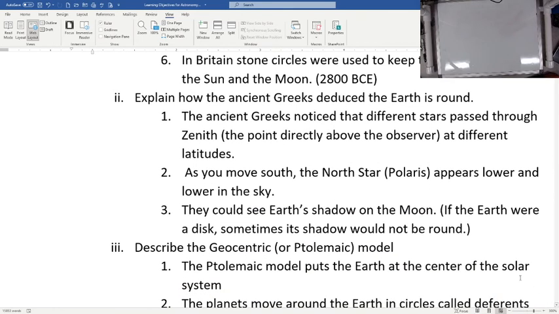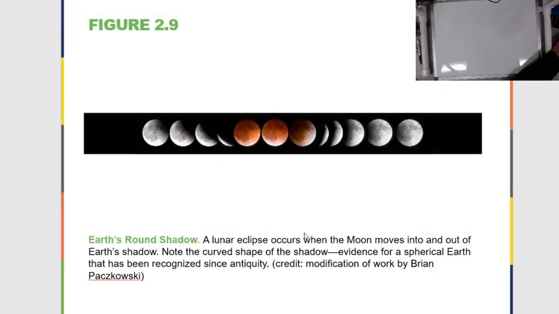And another big one was they could see the Earth's shadow on the moon. A lunar eclipse is when the moon passes into the Earth's shadow. And so let me just pull up one of these pictures real fast. So here's a lunar eclipse. And you can sort of see that there's a bunch of stuff going on there. But the shadow of the Earth on the moon is curved in all of these pictures.